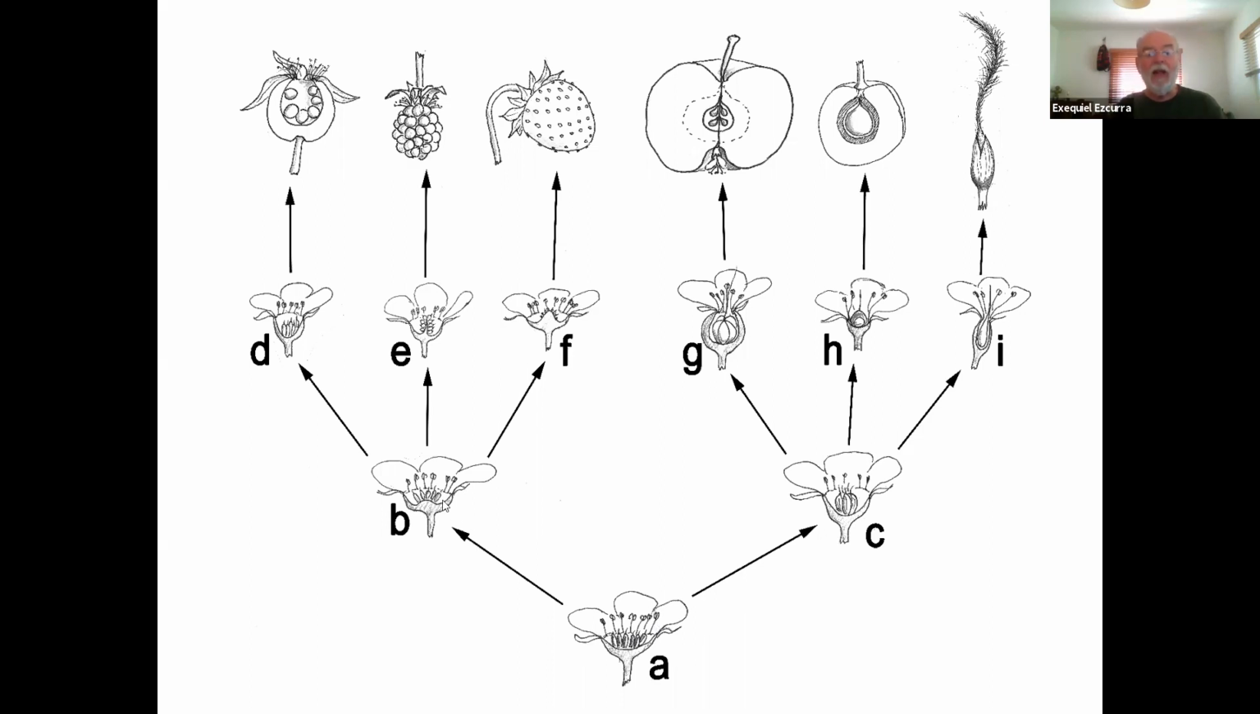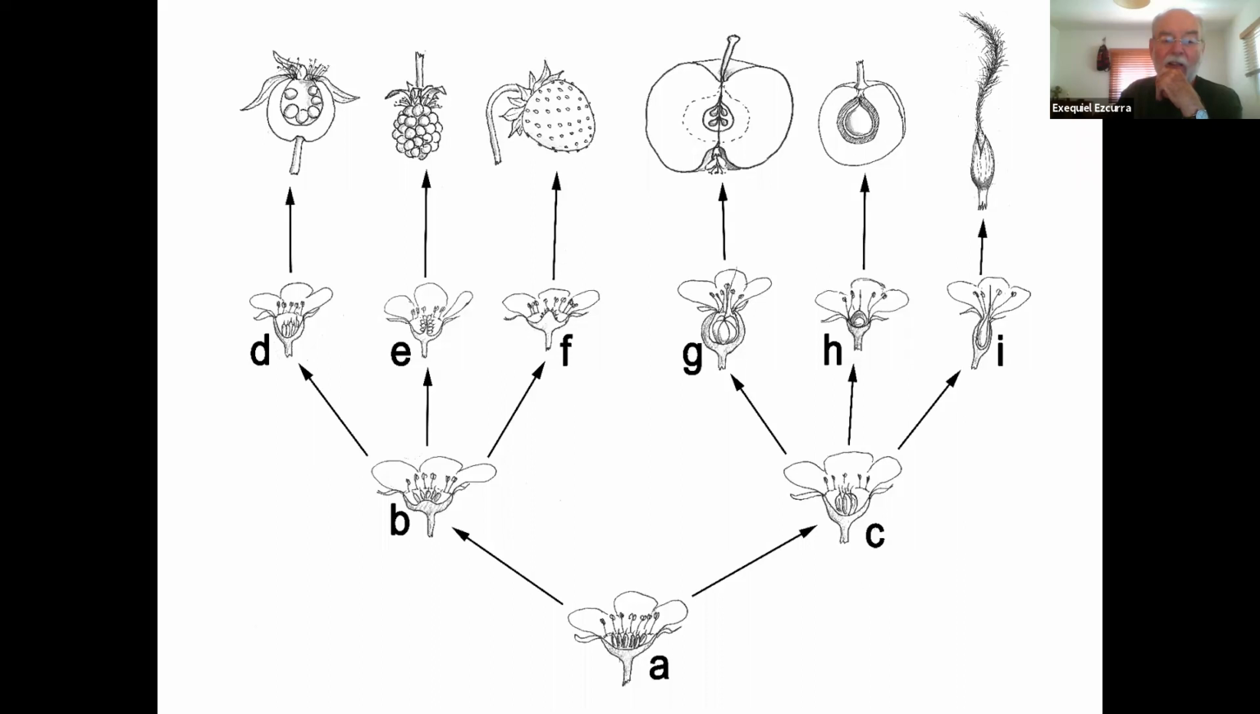If you go here to the left, it's very easy to understand. All the members of this branch belong to the subfamily Rosoideae. And the steps in evolutionary transition here were maintaining the trait of multiple pistils, each one formed by one single carpel, and developing a very large hypanthium that eventually becomes fleshy, and that in turn gave a fruit known as the rose hip.